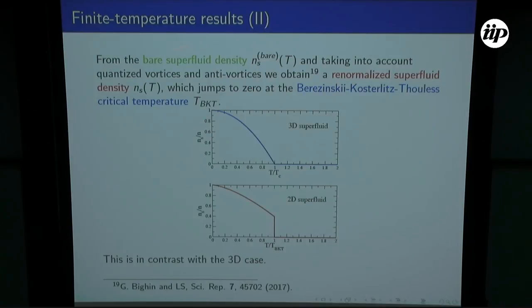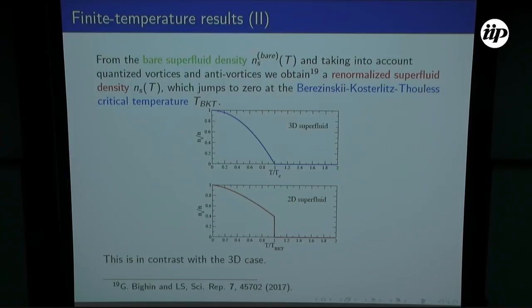Okay, but this is the bare superfluid density. And if you study this bare superfluid density, you will find that it follows this behavior. That is typical for a 3D system, namely it goes to 0 smoothly. But you know that in 2D, the superfluid density has a jump at the finite temperature, the Berezinskii-Kosterlitz-Thouless critical temperature.